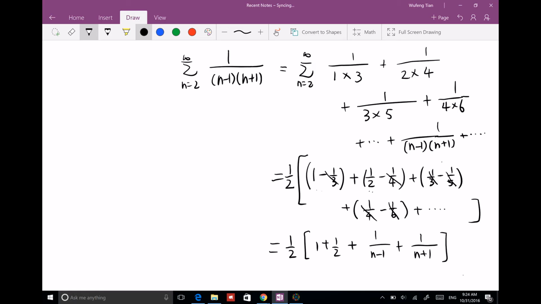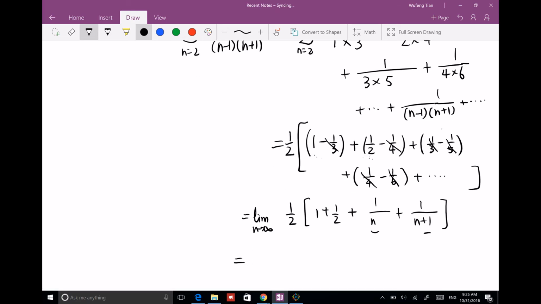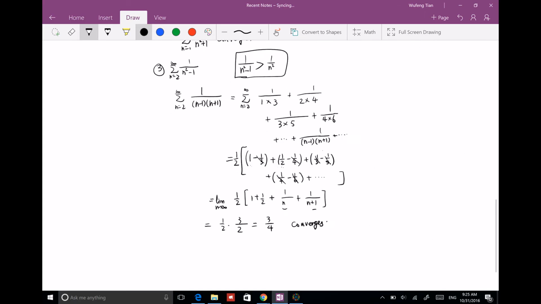So if it's n plus 1, it's actually the last term, this is the n. It's 1 over n minus 1, just regularly the last two terms. So what do we have? We have a limit as n goes to infinity. If n goes to infinity, this will go to 0, so it's 1/2 times 3/2, which is 3 over 4. And then this one converges. Okay? You can do that.